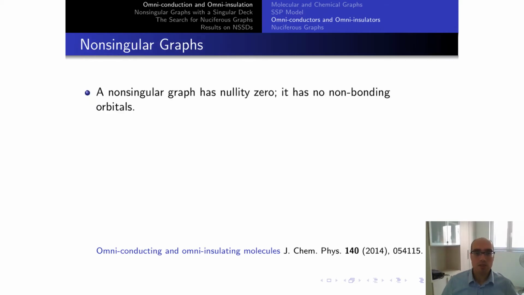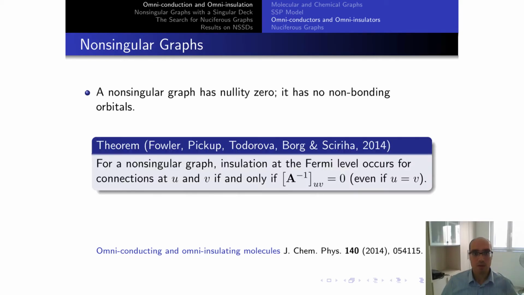Let us now focus on graphs having nullity 0, which means that they are non-singular, they are invertible. In chemical terms, they have no non-bonding orbitals. This result is very, very important for what follows in this talk. Insulation at the Fermi level for a non-singular graph occurs if and only if the corresponding entry in the inverse is 0. And this is true both when U and V are distinct and when U and V are the same.